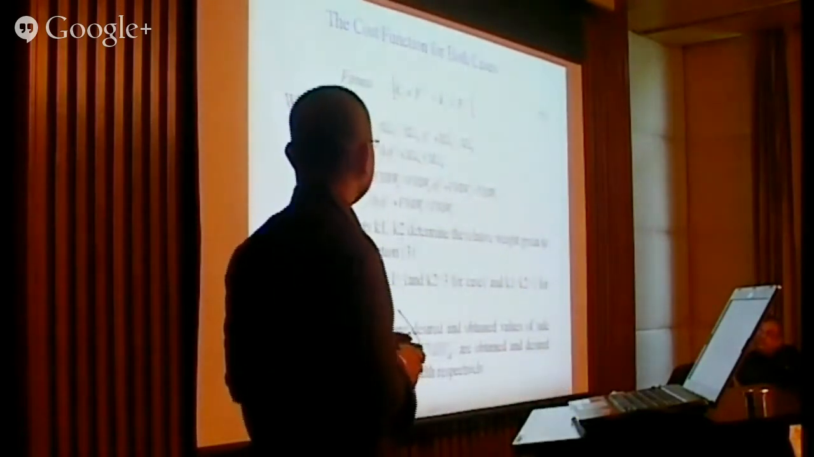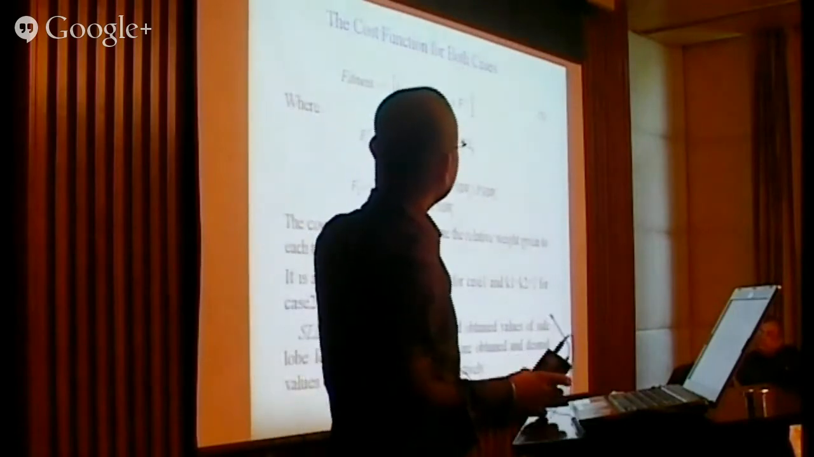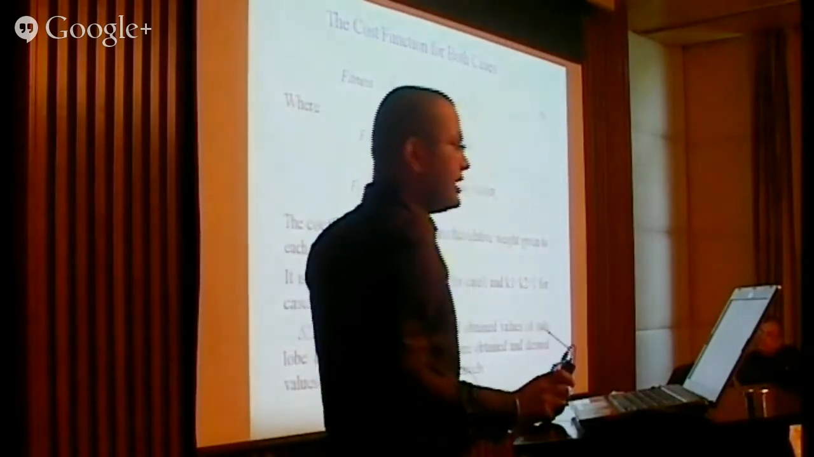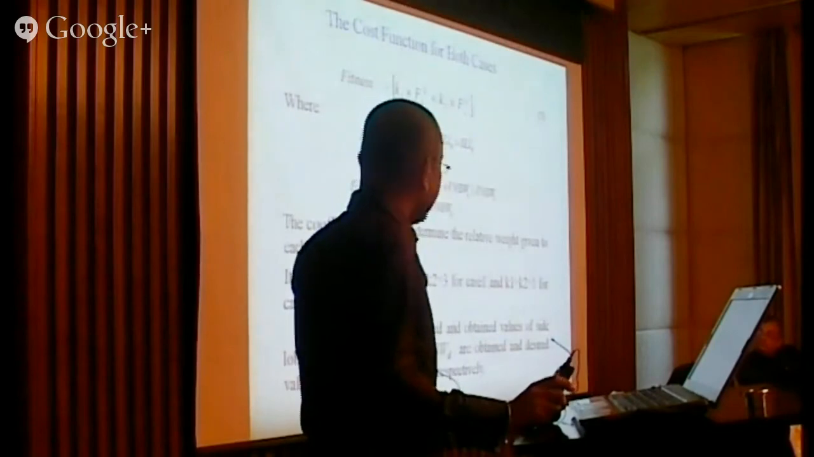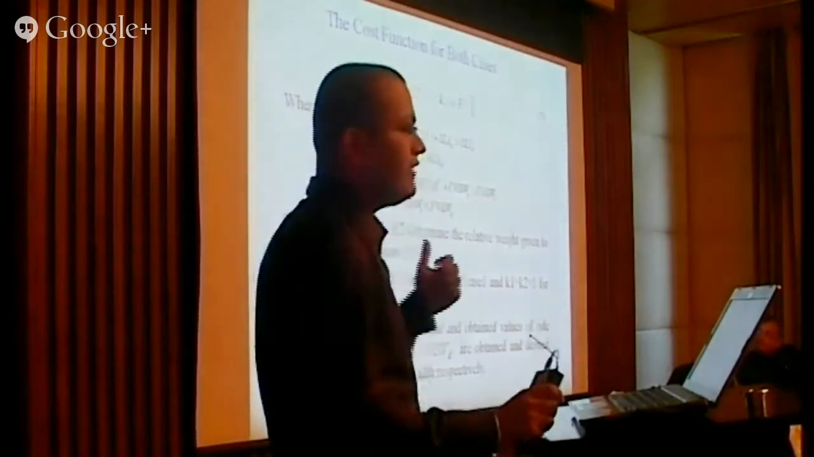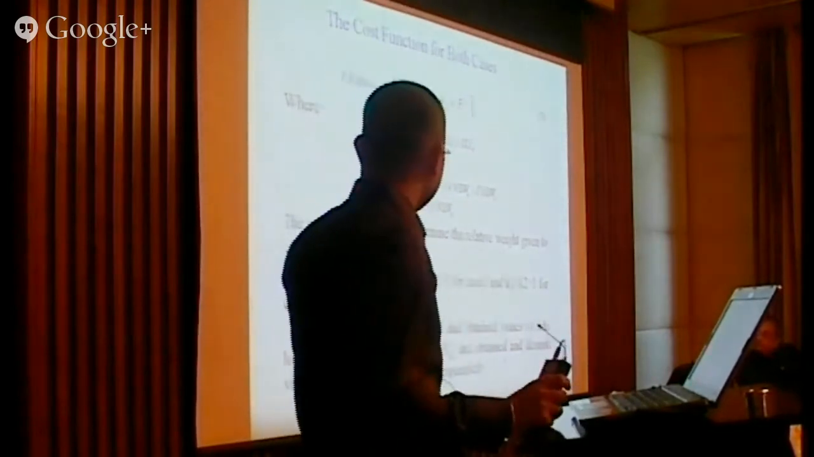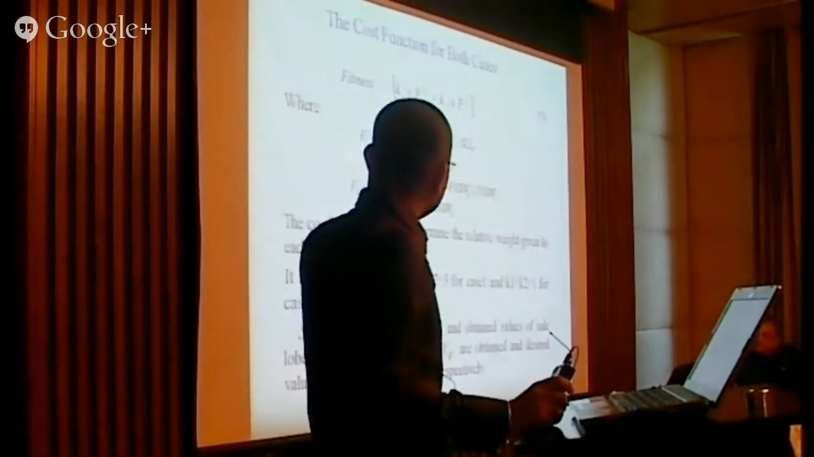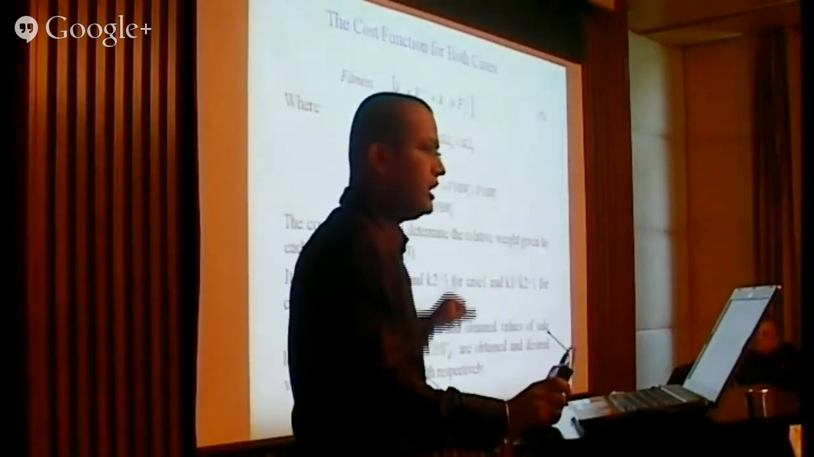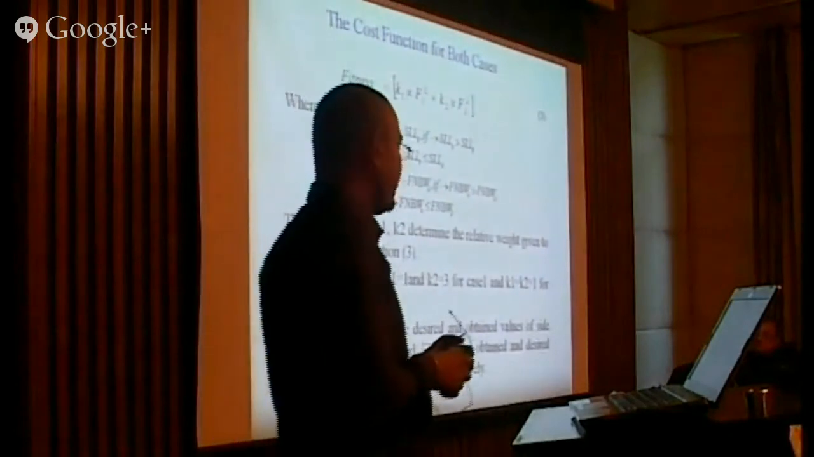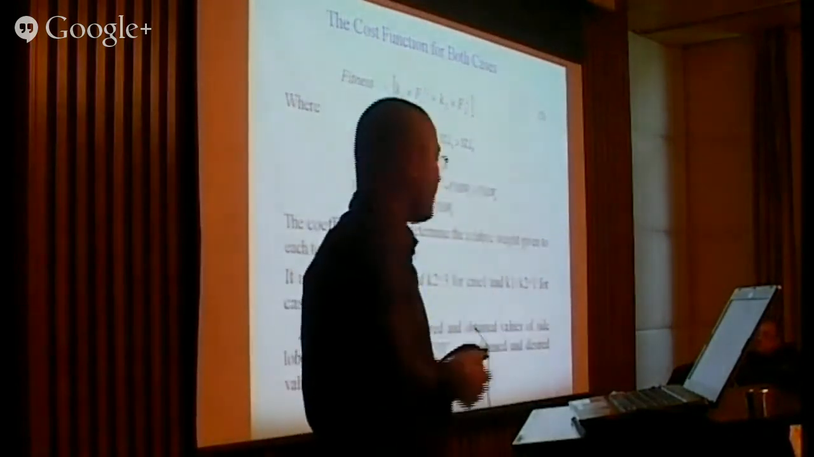Now, the fitness function for both cases we discussed here, where F1 is our first function and F2 is our second, where SLL_d and SLL_o are our desired and obtained values of side lobe level, and K1 and K2 are the weights or importance, which are given here. For the first case we have taken K1 equal to 1 and K2 equal to 3, and for case 2, K1 and K2 equal to 1.